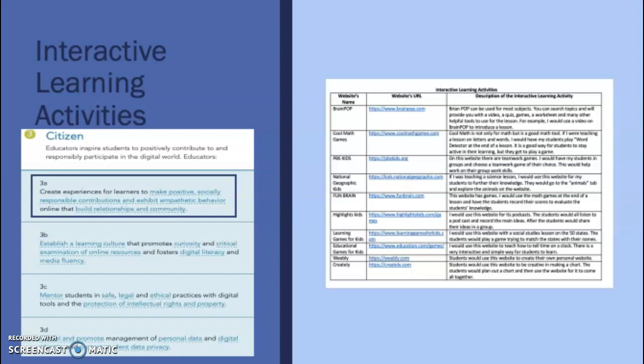Interactive learning activities fall under Substandard A. They create experiences for learners to make positive, socially responsible contributions and exhibit empathetic behavior online that build relationships and communities. So all of these websites are interactive learning, and so the children can interact with different people and just the internet itself to help build relationships and to hopefully become a positive person on technology.